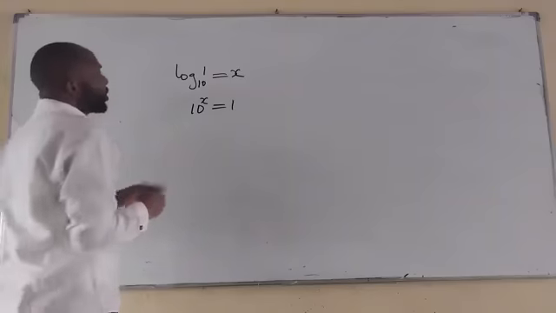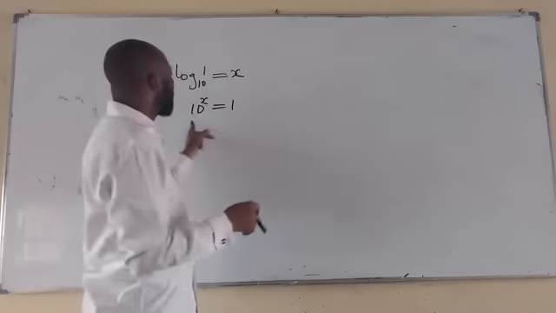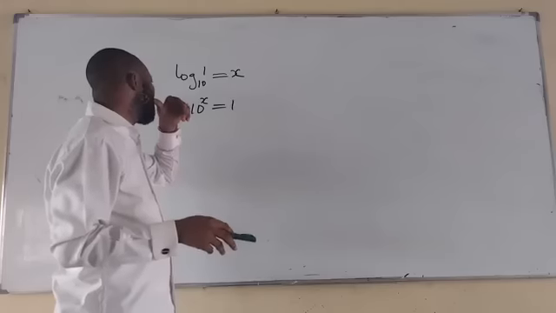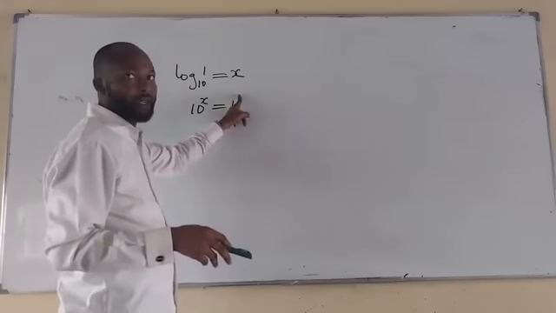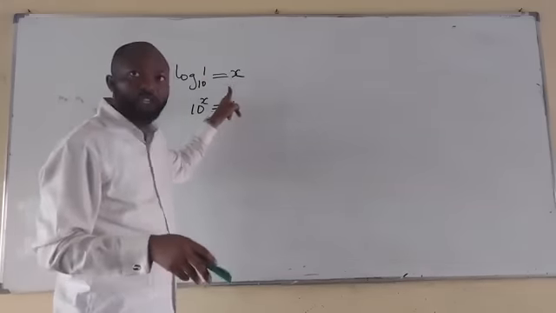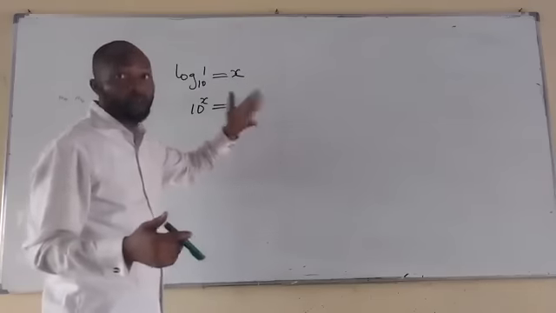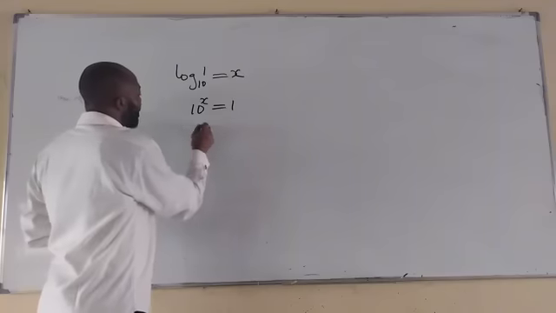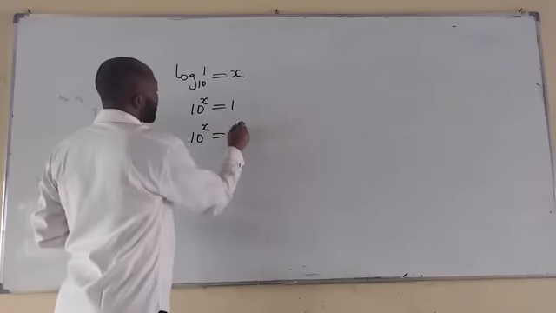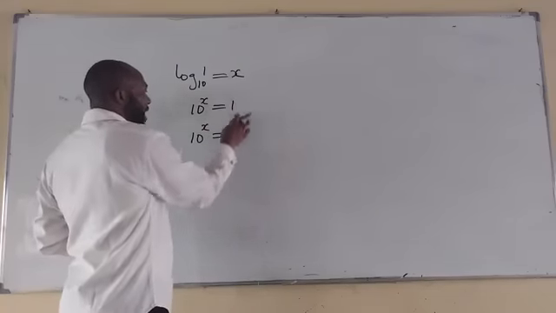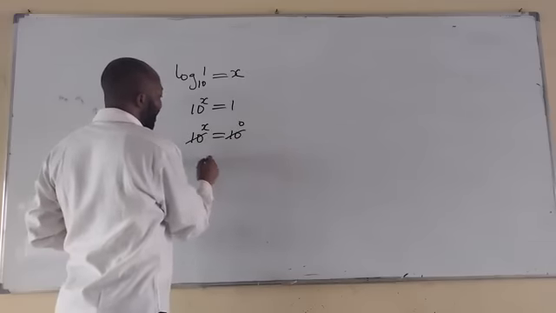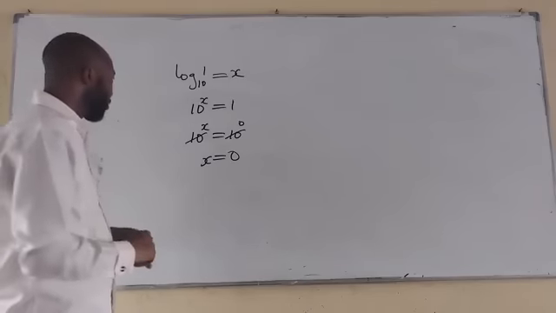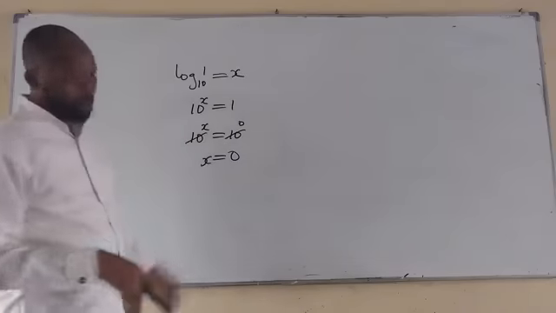Now, we know that our business is to ensure we have common bases. And we have 1 here, and we know there is a number we can use as the same base that will still maintain the value of 1. It's the same 10. 10 raised to the power 0 is 1. That is the zero index rule: any number raised to the power 0 is 1. So if I use 10 raised to the power 0, it will still give me 1, which means it's the same thing as this. So I can say 10 raised to the power x is equal to 10 raised to the power 0, because 10 raised to the power 0 is 1. By so doing, I cancel out the bases and my x is equal to 0. So no wonder they say the logarithm of 1 to any base is equal to 0.